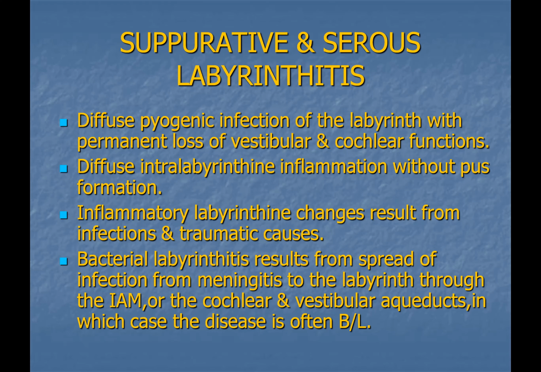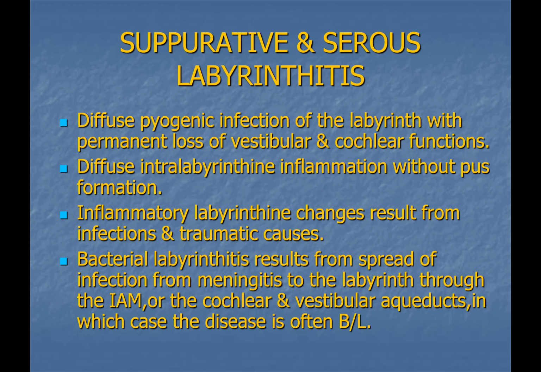In serous labyrinthitis, there is intralabyrinthine inflammation without pus formation and it is a reversible condition. Whereas in suppurative labyrinthitis, there is pyogenic infection of the labyrinth with permanent loss of vestibular and cochlear function, and there is pus formation. In diffuse serous labyrinthitis, patient would have vertigo and nausea, and in severe cases, vertigo is worse with marked nausea and vomiting, and even spontaneous nystagmus can be there. Again, in this case, the fast component of nystagmus would be towards the diseased ear.